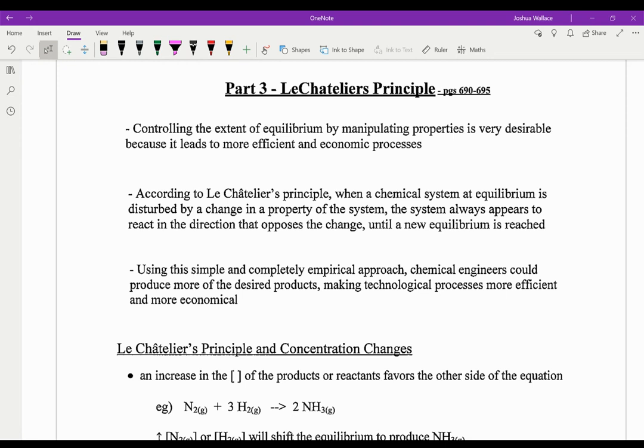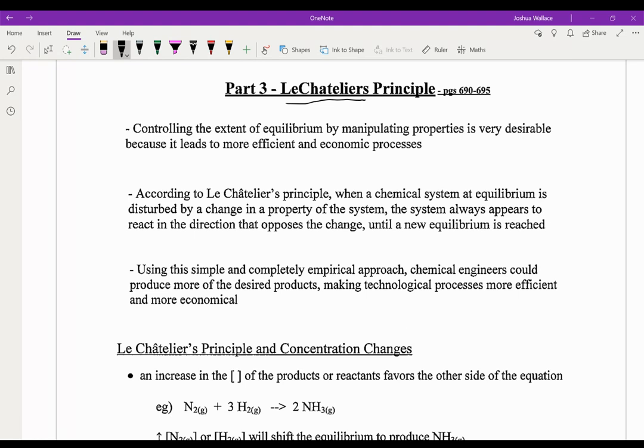So today we're going to talk about Le Chatelier's principle. This is a French name, so make sure to have that French pronunciation. It's not Le Chatelier's, it's Le Chatelier. So we're going to talk about his principle, and essentially we're going to start with controlling the extent of equilibrium by manipulating properties, which is very desirable because it leads to more efficient and economic processes.